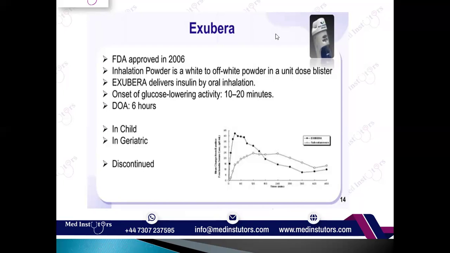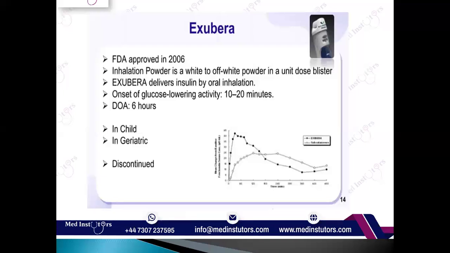Now we have certain other forms of insulins. One of them is Exubera. Exubera is an inhaled form of insulin, approved in 2006 by the FDA. Inhalation powder is a white to off-white powder in a unit dose blister. Exubera delivers insulin by oral inhalation. The onset of glucose lowering activity is in 10 to 20 minutes, and the duration of action is 6 hours. It can be given in children and the old age population, but it was discontinued later because of certain side effects.